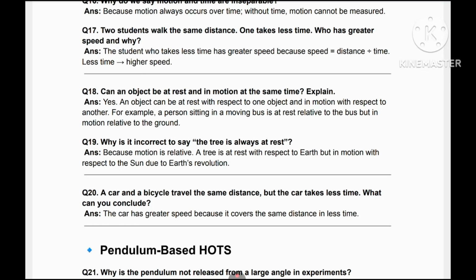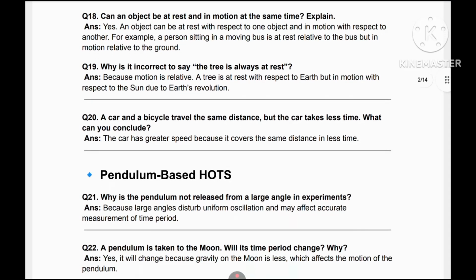Can an object be at rest and in motion at the same time? Explain. Yes, an object can be at rest with respect to one object and in motion with respect to another. For example, a person sitting in a moving bus is at rest relative to the bus but in motion relative to the ground. Why is it incorrect to say the tree is always at rest? Because motion is relative. A tree is at rest with respect to Earth but in motion with respect to the Sun due to Earth's revolution.